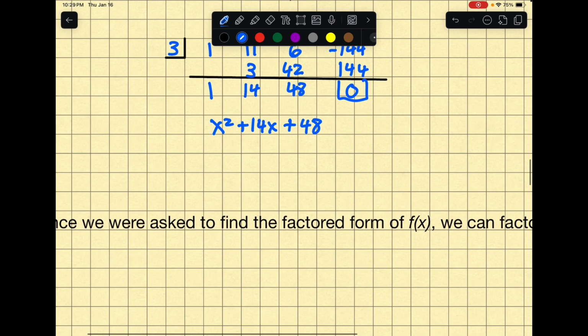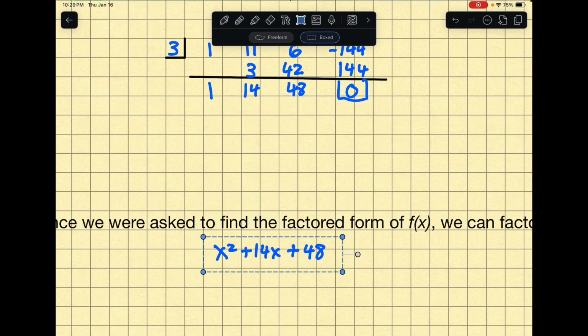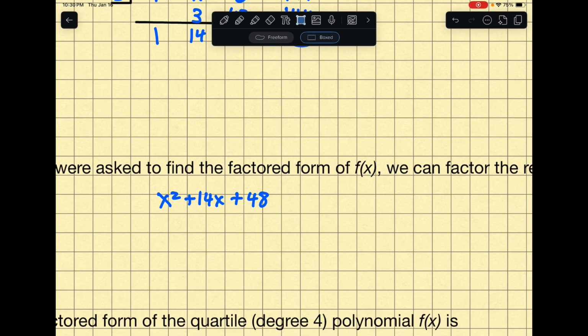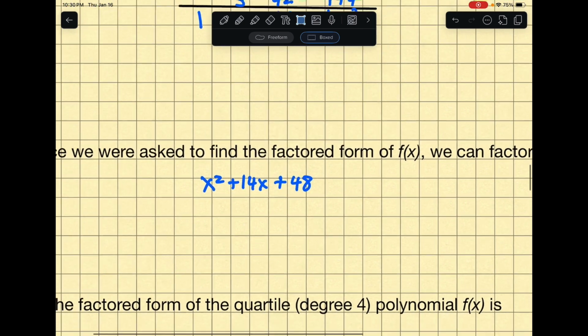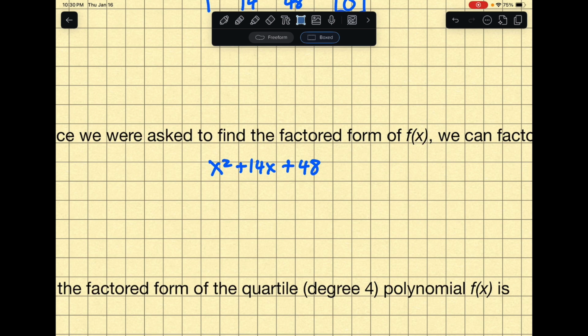Okay, so by getting down to the quadratic, now we don't have to do the testing anymore. Now we can find our remaining two factors simply by factoring the quadratic. The two numbers that multiply to give 48 and add to give 14 are positive 6 and positive 8. So this becomes x plus 6 and x plus 8. And now we found our factors.